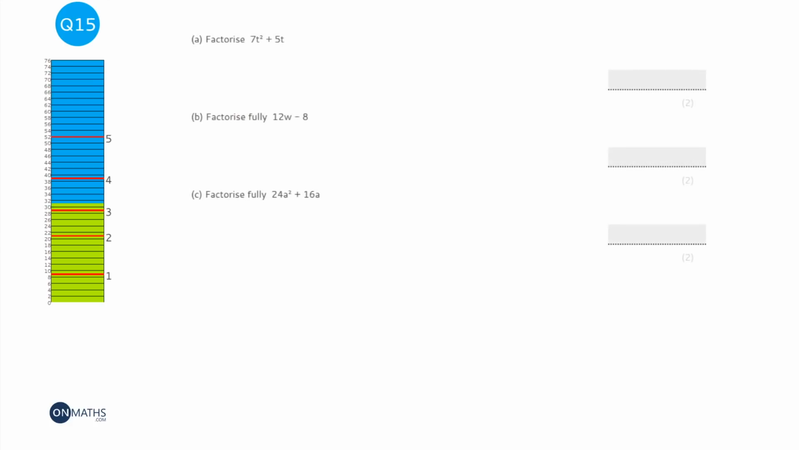Okay, factorise means put it into brackets. So looking at the first one, there's a t I can divide out of both of them. So I put t on the outside of the bracket, but there's no number because 7 and 5 don't have anything that goes into both of them. So I think, what do I times t by to get to 7t squared? Well, it's going to be 7t. And what do I times t by to get to 5t? Well, it's just going to be 5. You can check your answer by expanding the bracket. Check it makes 7t squared plus 5t, which it does.